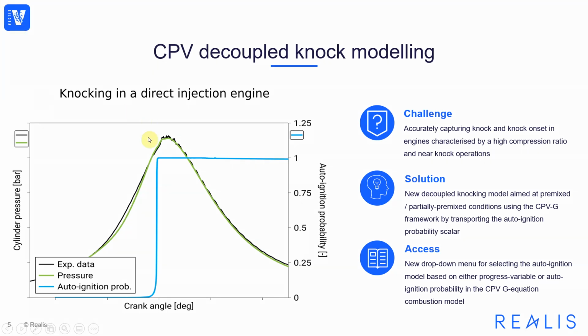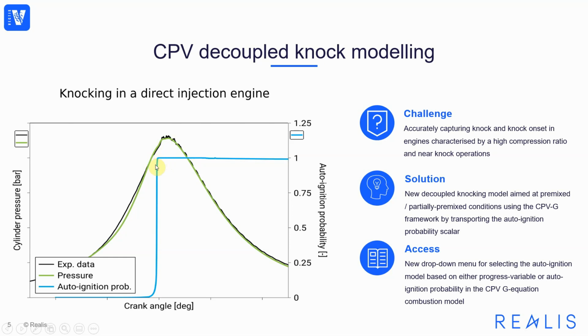The image shown here presents the experimental pressure curve of a gaseous fuel direct injection engine operating at mild knocking condition as visible through the pressure oscillations near TDC. The pressure curve predicted by the new model is superimposed over the experimental data and captures very well the onset of knock as indicated by the maximum autoignition probability value reaching the knock threshold around the time at which the knock is experimentally detected.